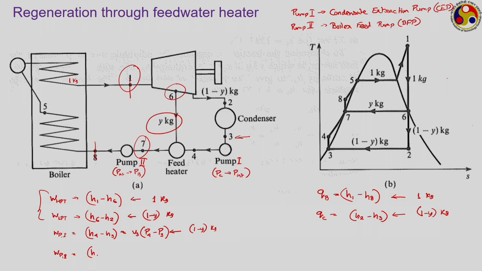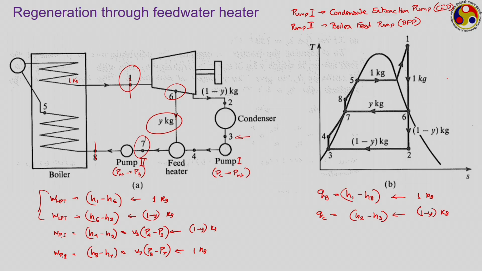But what about the second pump, which is the boiler feed pump? Here again the change in enthalpy is H8 minus H7, which can be written as V7 into P8 minus P7, that is P8 is boiler pressure, P7 is the intermediate pressure, and it is operating over the entire mass because the mixing has taken place, mixing between the remainder of the condensate and the bleed stream.